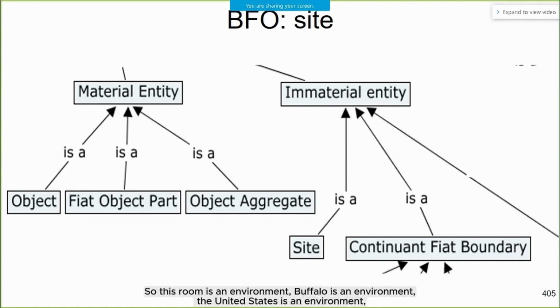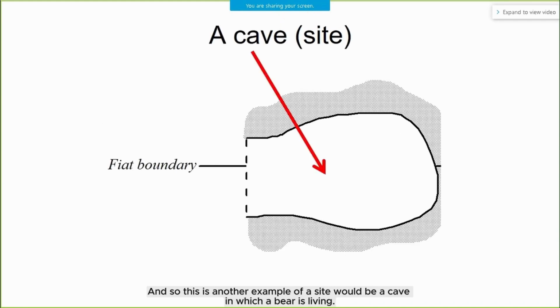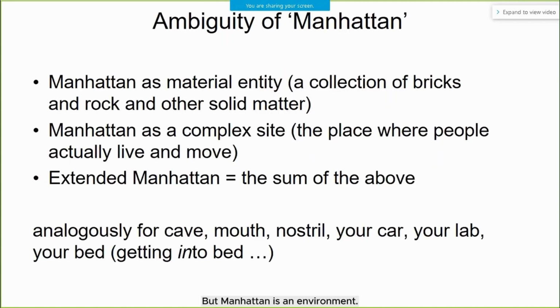Buffalo is an environment. The United States is an environment. But also the corner of this room where there is a particularly interesting colony of bacteria is also an environment. Another example of a site would be a cave in which a bear is living. But Manhattan is an environment. And now you have to understand that the term Manhattan is ambiguous.